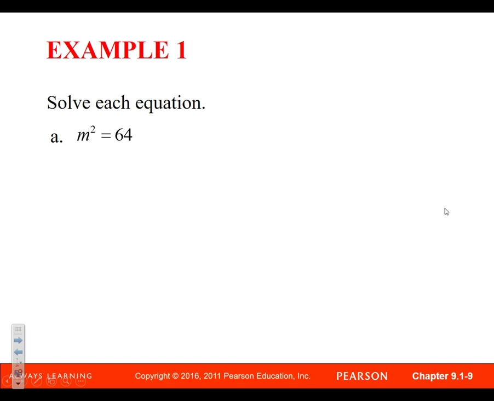I want to solve this for m. So m squared is equal to 64. Start off by taking the square root of both sides, since that is the opposite of squaring something. That means that m can have a value of positive or negative 8.